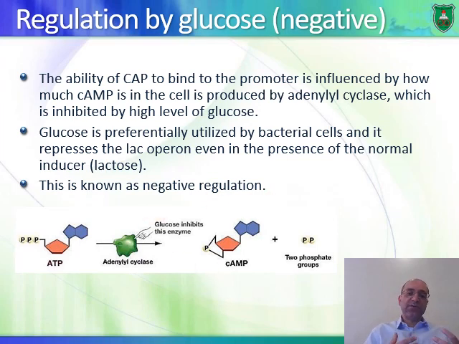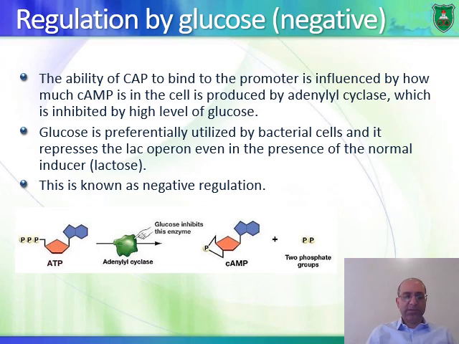This is known as negative regulation, that is, the presence of something negatively regulates or represses transcription. Lactose induces positive regulation, because when it's present there is transcription. Glucose, on the other hand, induces negative regulation, because if it's present there would be no transcription of the lac operon.